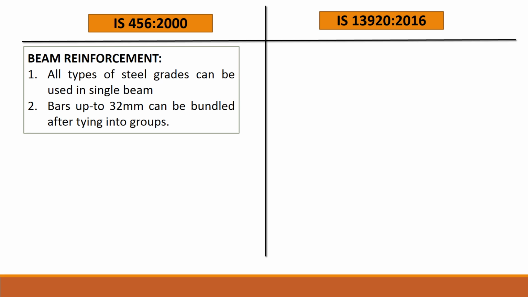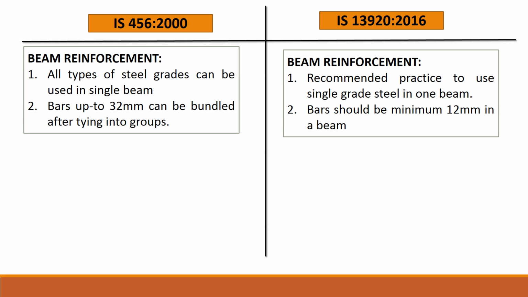While in the case of IS 13920, it's not given in the code, but it's a recommended practice that you use single grade steel in one particular beam, and the bar should be minimum 12 mm in a beam. Now that is, it should be 12 mm in dia for a beam. Now that restriction is not placed in IS 456.